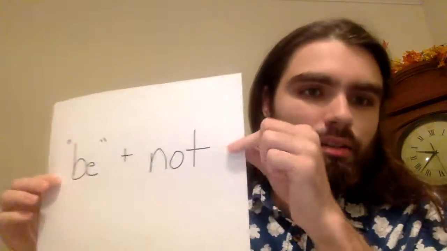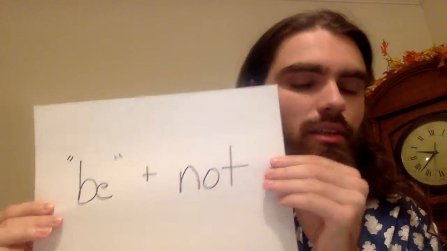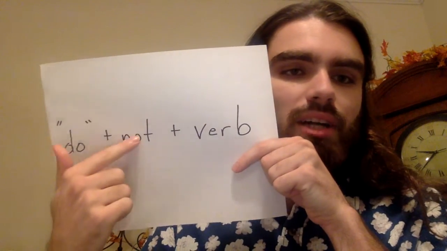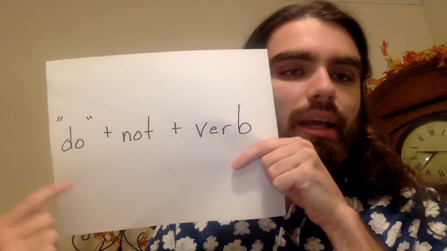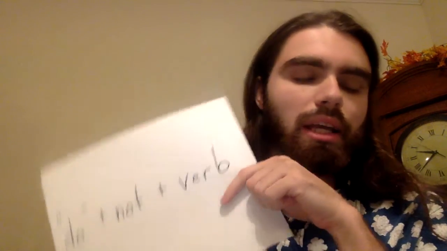for sentences using the verb be, right, you just add not after be. He is not happy, right? But for sentences using other verbs, you have to write do plus not plus the verb, right? And you need to change the do to match the subject. So, he does not like me. Okay? Does that make sense? Wonderful.